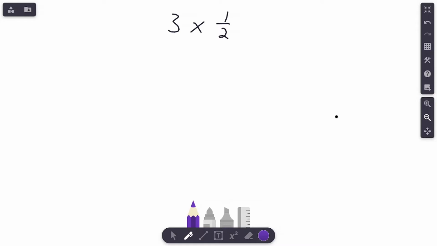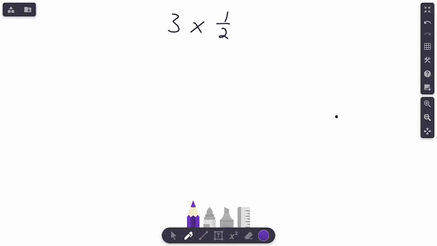Let's talk about this. On the screen, we've got 3 times 1/2. What we want to do is draw a model to understand what the answer is going to be for this problem. Eventually, I'm going to show you how to solve it without having to draw a model. But we know here at Math with Mr. C, it's super important to be able to see the math you're doing. And that's what we're going to try to do here today.